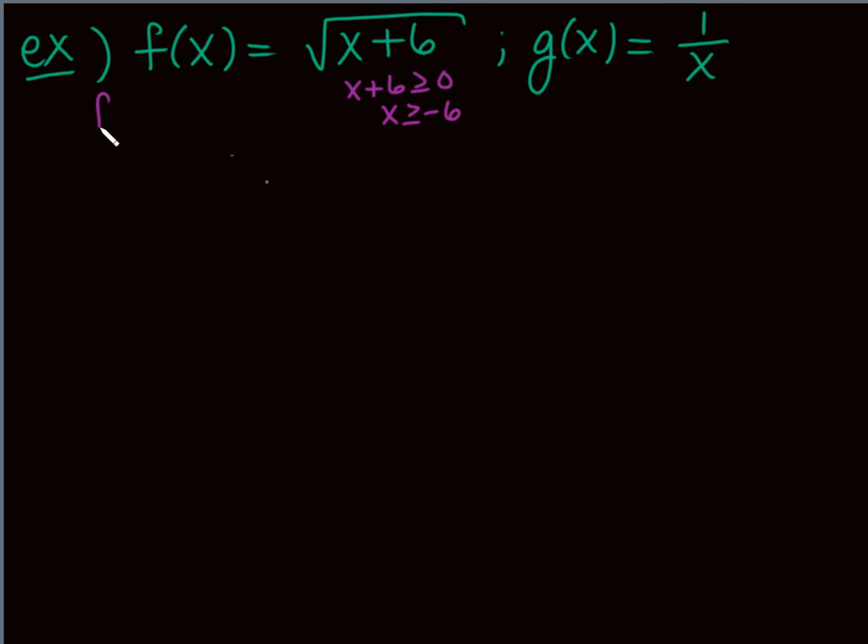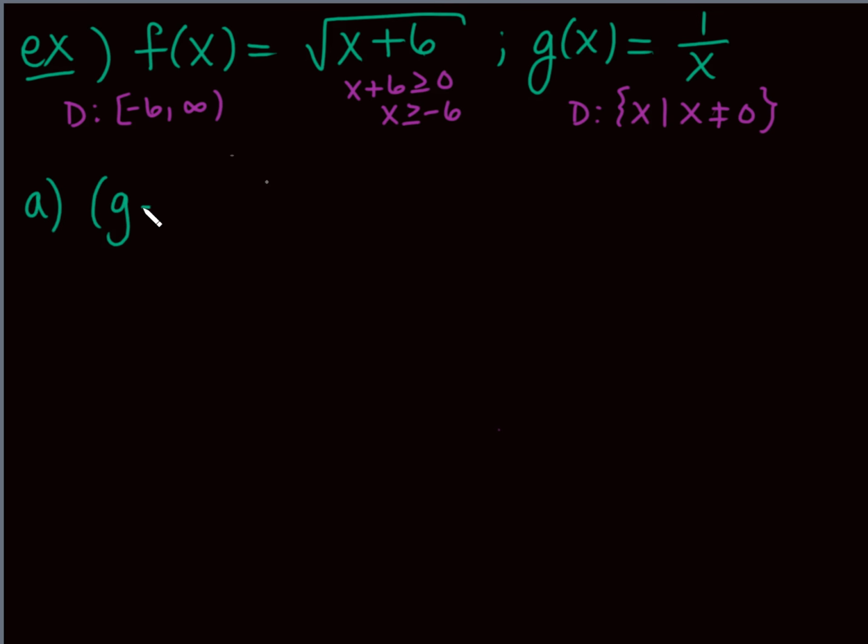So look at the domain of f. The domain of f then is going to be everything bigger than negative 6, right? So negative 6 to infinity, and then g here is everything but 0. I'm just jotting these down because then I know for any combination of these two, I've got to make sure that I'm satisfying both of these domains. So let's start off kind of easy.